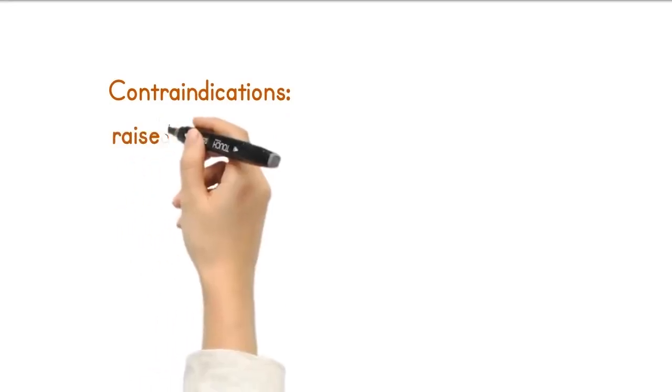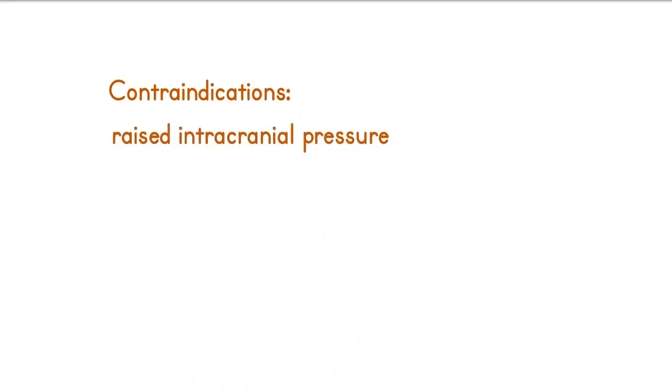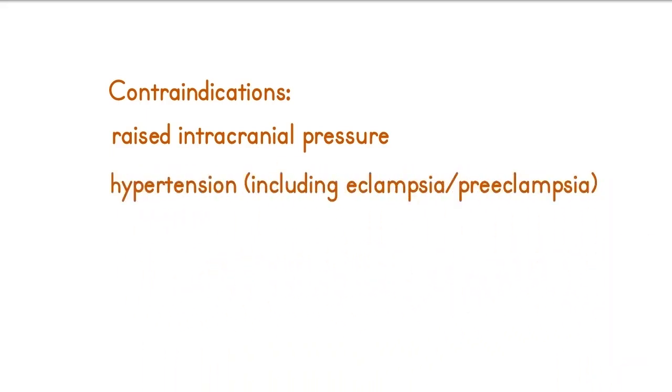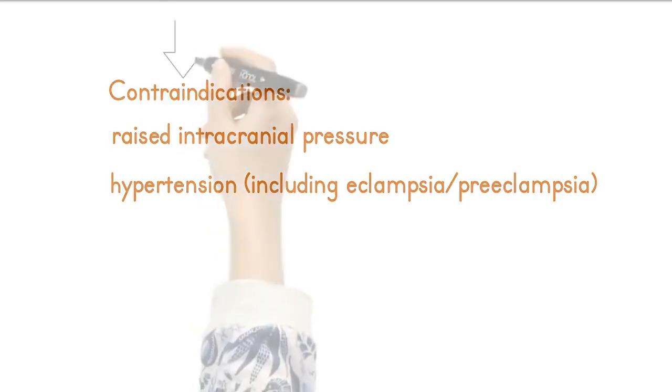Ketamine causes intracranial pressure to increase, so it should be avoided in patients with pre-existing increased intracranial pressure, such as people with head injuries. And because it's sympathomimetic, it can exacerbate hypertension, and so shouldn't be used in patients with pre-existing hypertension, including women with eclampsia or preeclampsia.